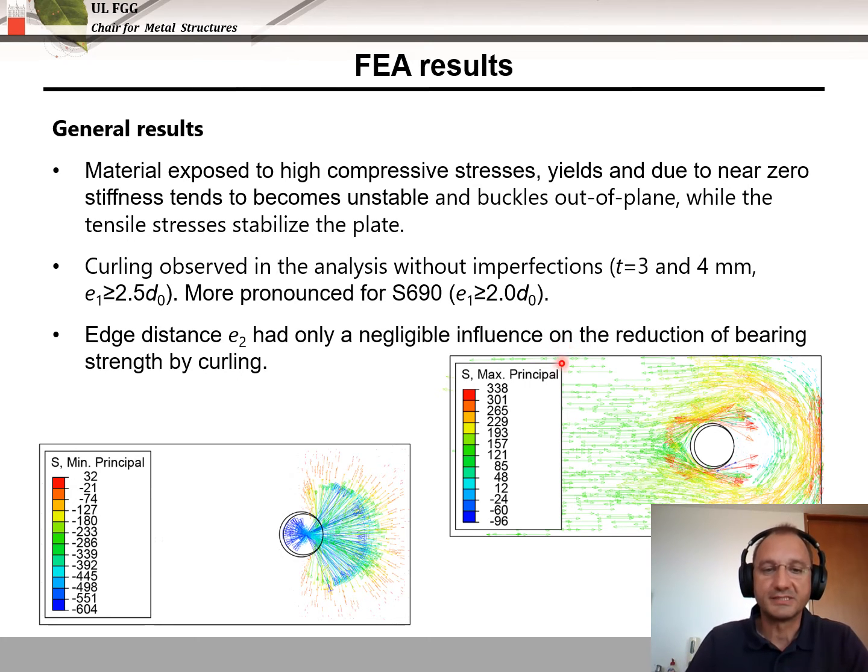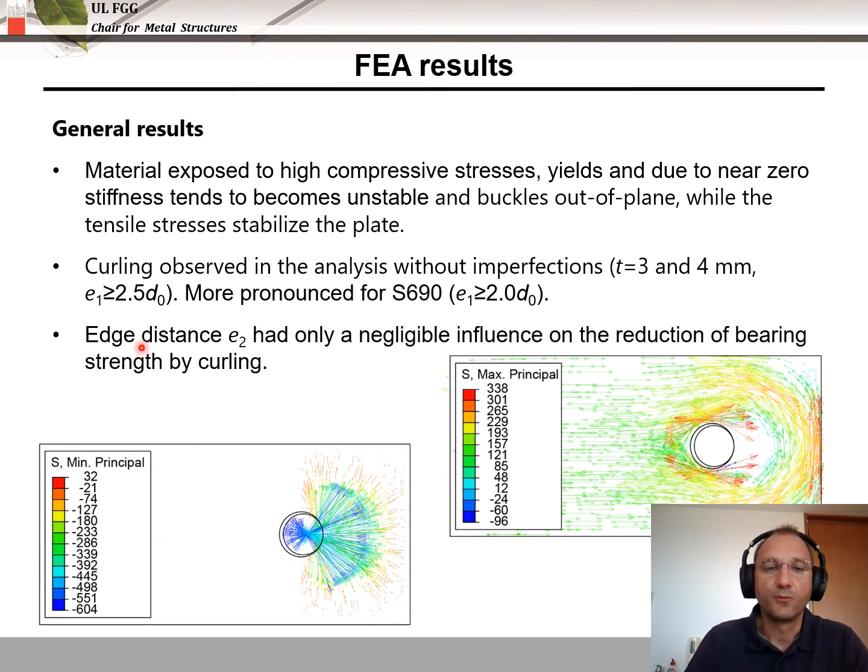On the slide, you can see the principal stresses, minimal principal stresses and maximal principal stresses when the bolt bears on the plate. The plate near the bolt is exposed to high compression stresses that yield and tend to become unstable, and therefore it can buckle out of plane, while the tension stresses in this direction tend to stabilize the edge of the plate.